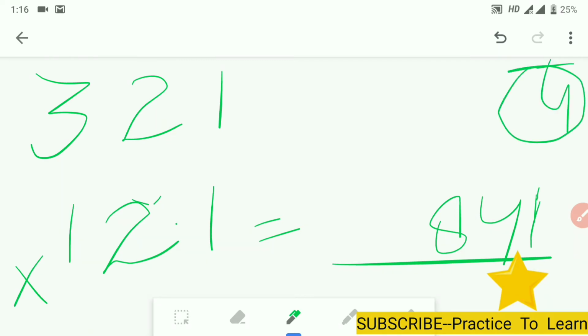Now step number 4. In step number 4, we'll have to cross multiply the number at the hundreds place with the number at the tens place like this way.